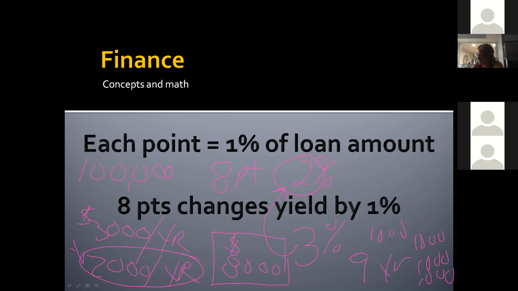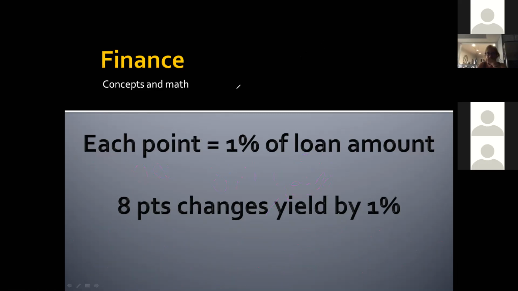Okay, and when we do the chapter on financing, we also talk about a builder's buy down, where sometimes the builder will pay the points to try to induce you to pay a higher price on the property. That's a builder's buy down. Just remember, each point is 1% of the loan amount.